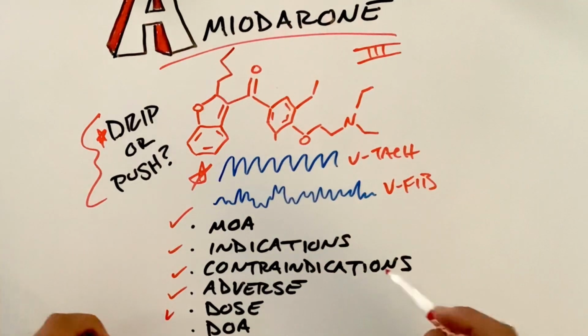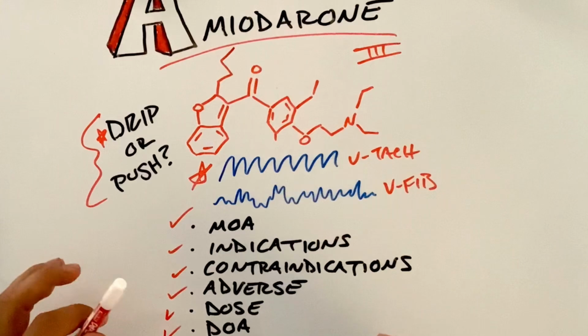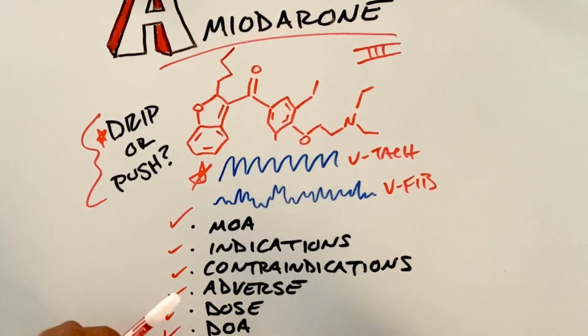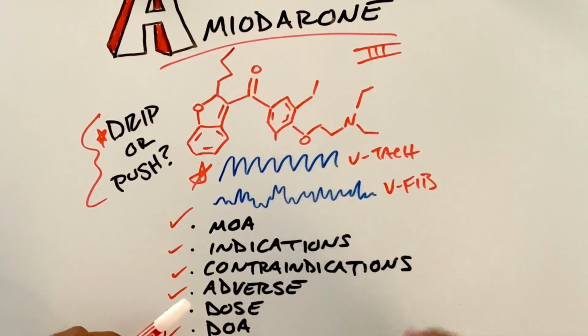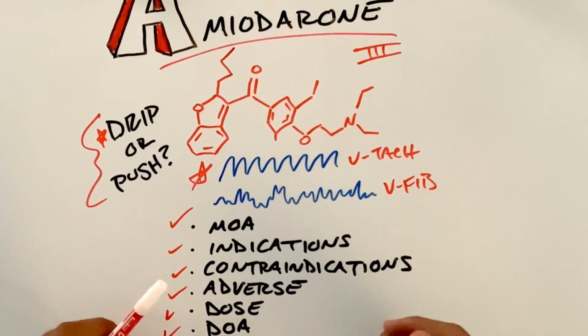So now that we have some of our doses, let's talk about the duration of action. When we're delivering this medication, typically per Nancy Caroline, 9th edition, the onset is about 2 hours. Peak is going to be 3 to 7 hours, and the duration can be variable depending on the toxicology in the patient, pH balance, and everything going forward with that.